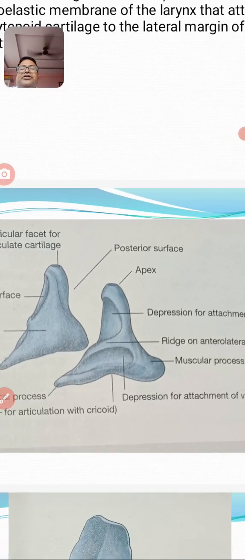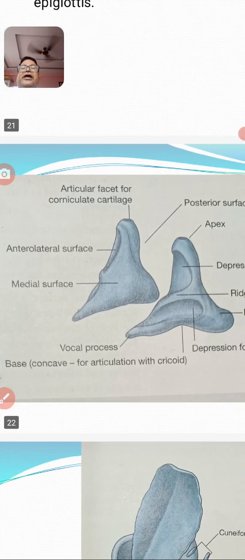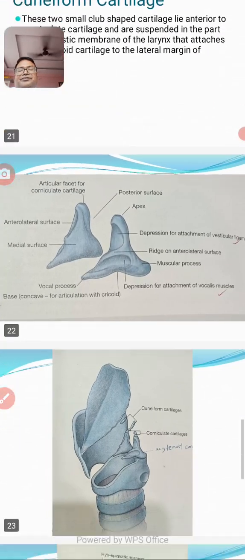This figure again shows the arytenoid cartilage and its surfaces, the medial surface and the anterolateral surface, and there is a facet on this cartilage for the corniculate cartilage.